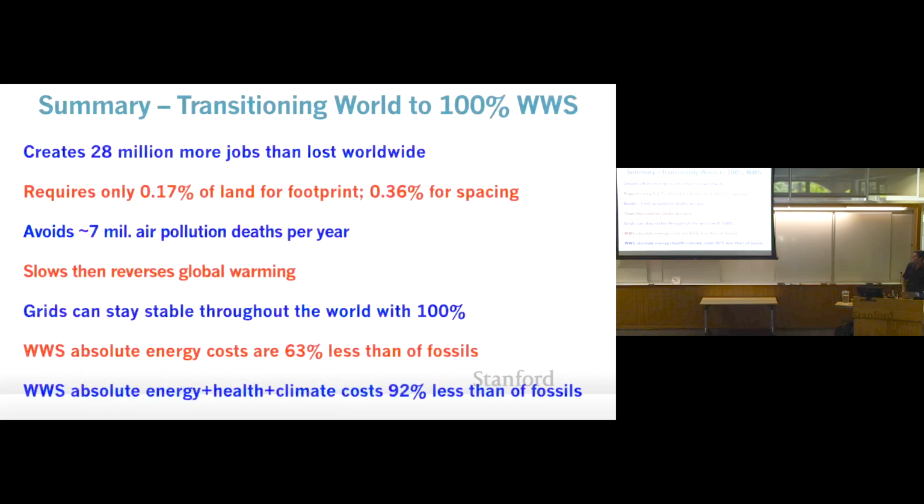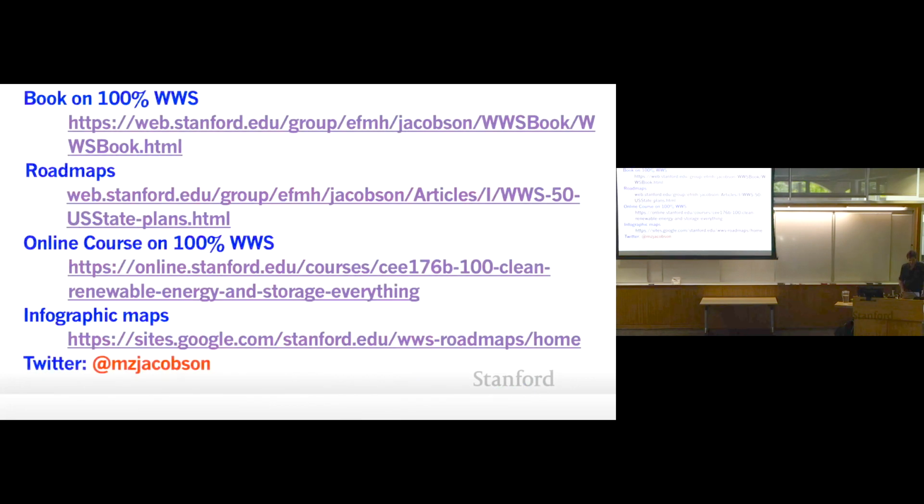And just to summarize, I didn't talk about jobs. We've created millions more jobs than lost. Talked about land, deaths, reversing deaths, and temperatures. Keep the grid stable, lower energy costs, lower social costs. Finally, just more information if you want more.